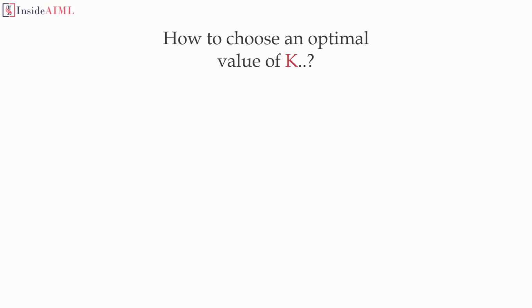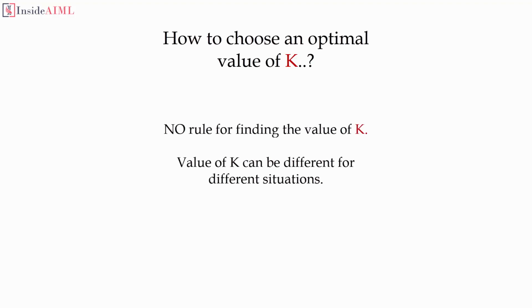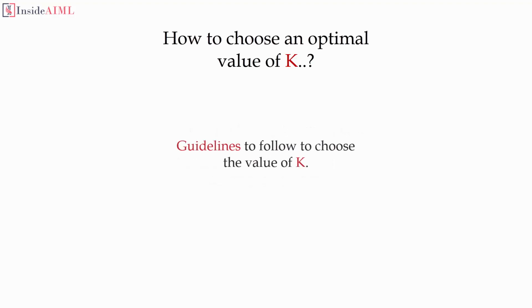Now, going through the algorithm of KNN, you may wonder how we choose the value of k as 5. There has to be a reason behind it. There isn't exactly a rule that you have to follow to choose the value of k. It is completely specific to different scenarios. But there are some guidelines that you can follow to choose the value of k.